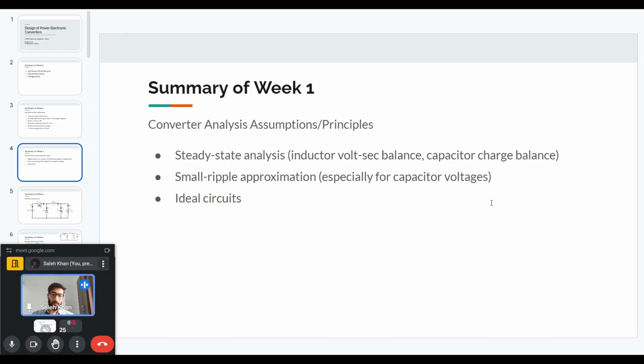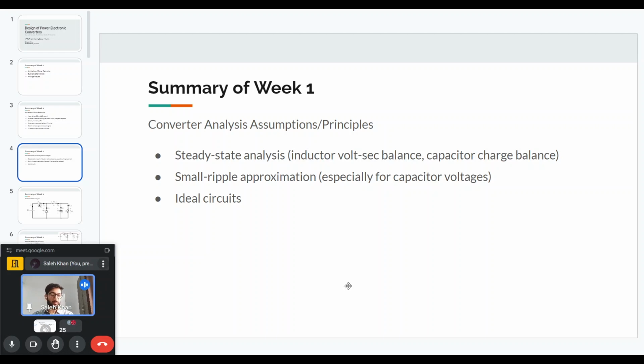During the analysis, we will have some assumptions that we'll follow, and these are mentioned here. The first assumption is that we are analyzing these converters in steady state. That means when the converter starts, it will take some time for the voltage to build up. Similarly, if there is any change in the load, if the load current increases or decreases, then there will be some transients. We are assuming that we are not dealing with these transients. We are assuming that we have reached the steady state.